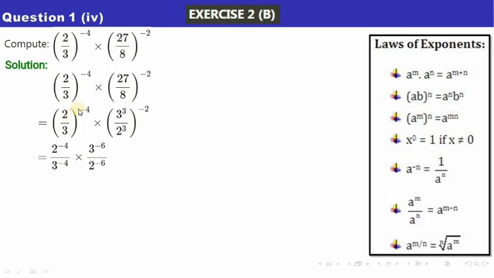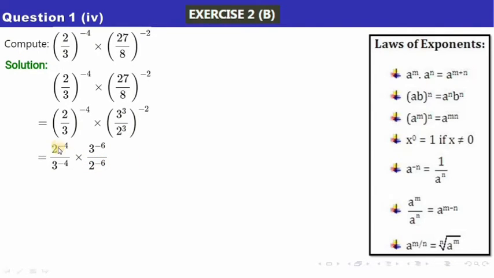So this becomes 2 to the power minus 4 divided by 3 to the power minus 4, into, in this case also, we have 3 cube whole to the power minus 2. That is, we have to apply again the third formula, which says multiply the powers. So 3 into minus 2 is minus 6. Similarly, in the denominator we have 2 to the power 3 whole to the power minus 2. So 3 into minus 2 is minus 6, so this is 2 to the power minus 6.